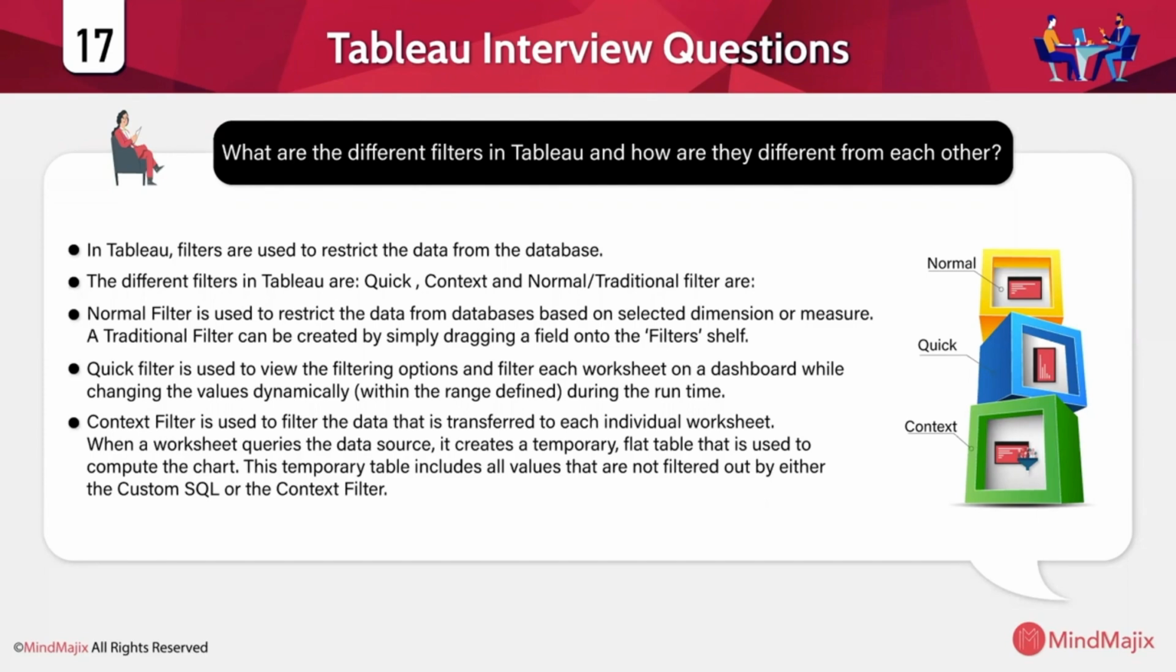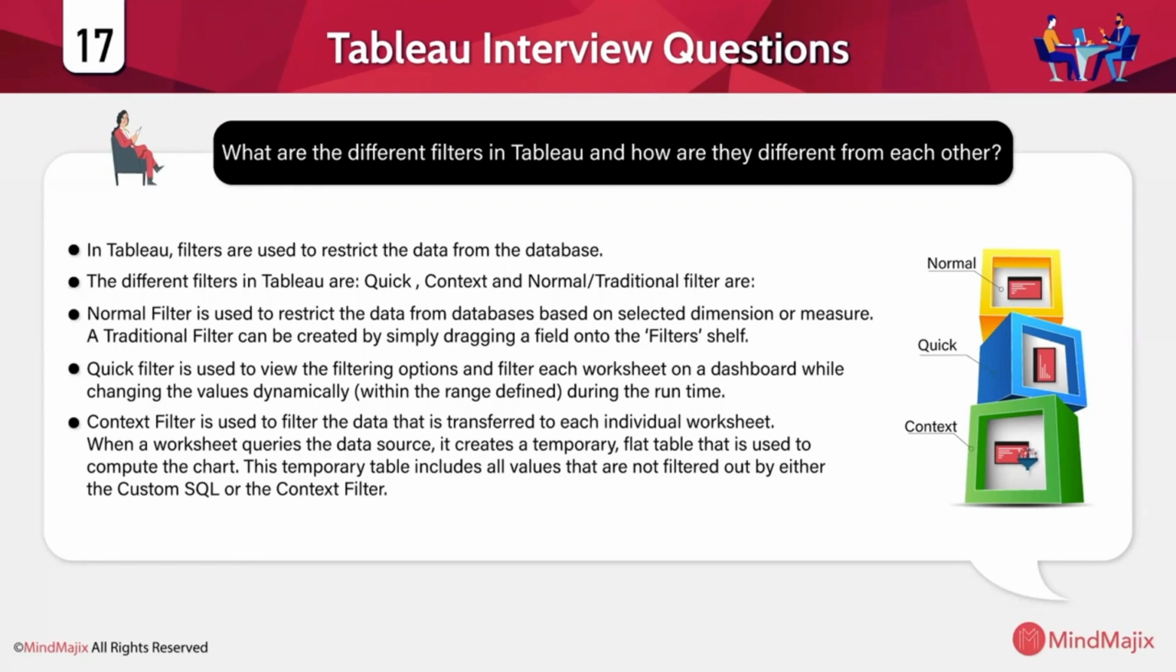A normal filter is used to restrict the data from the database based on the selection of selected dimensions or measures. A traditional filter can be created by simply dragging a field onto the filter shelf. Whenever you are working with a Tableau worksheet, there is a part related to the filter shelf, and that's the part I'm talking about. A quick filter is used to view the filtering options and filter each worksheet on a dashboard while changing the values dynamically within a range defined during runtime.